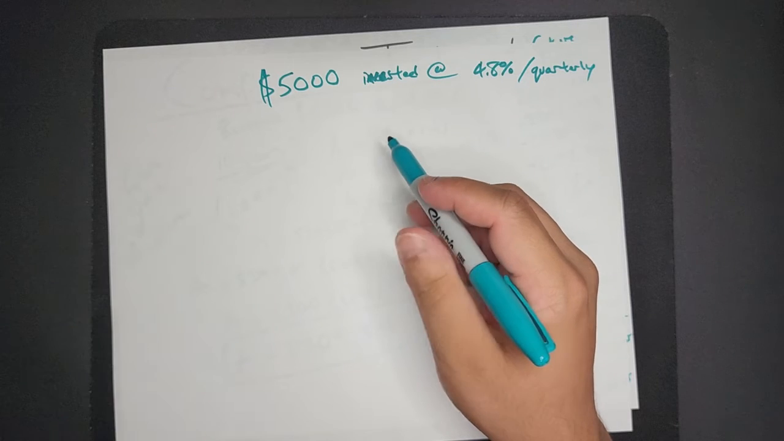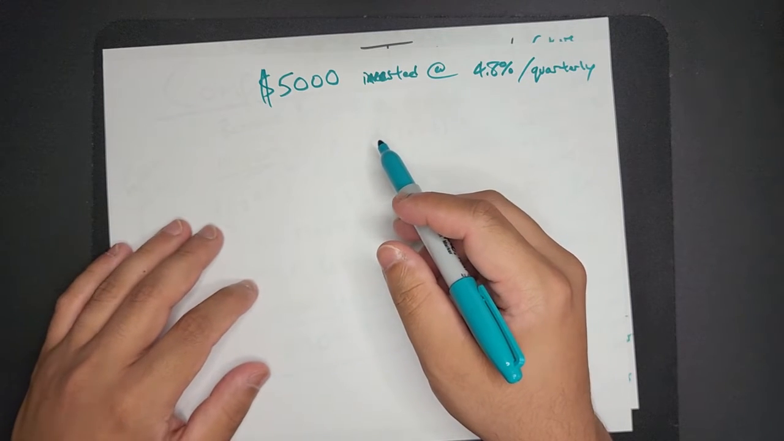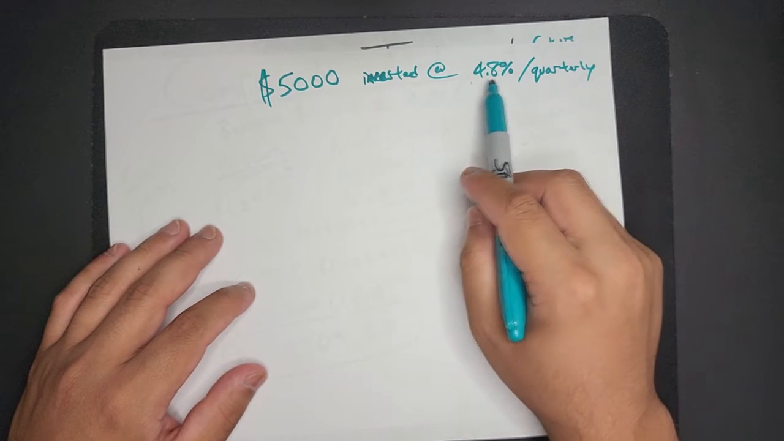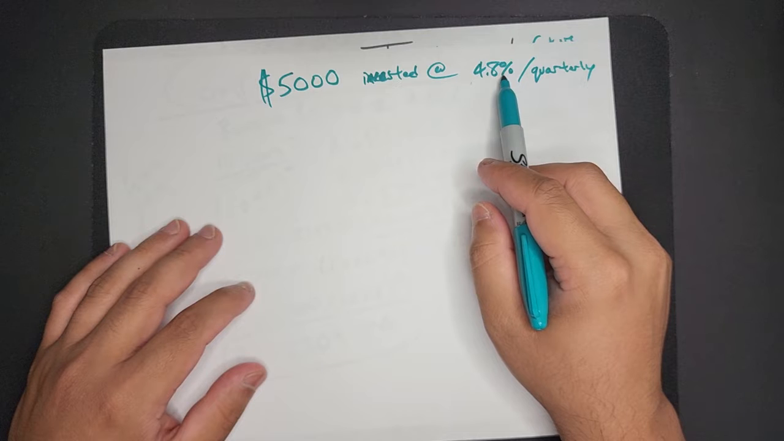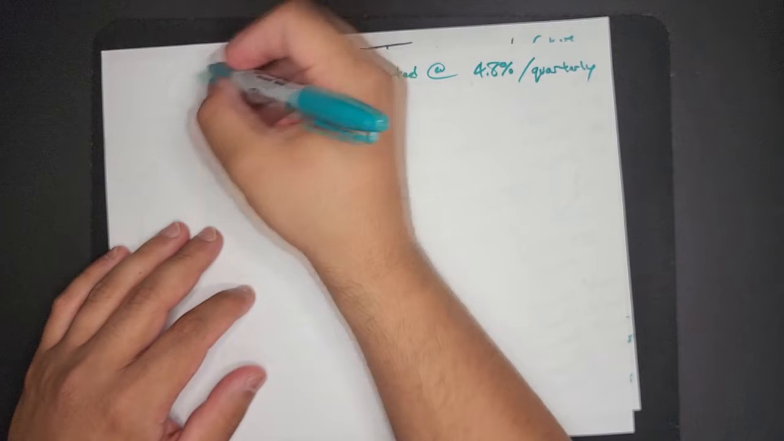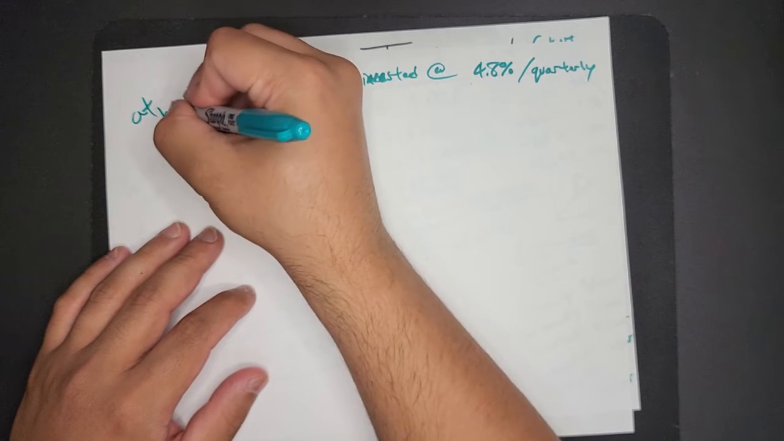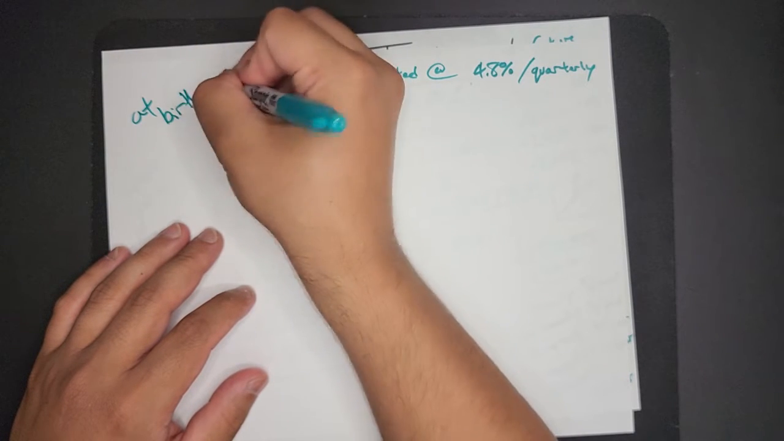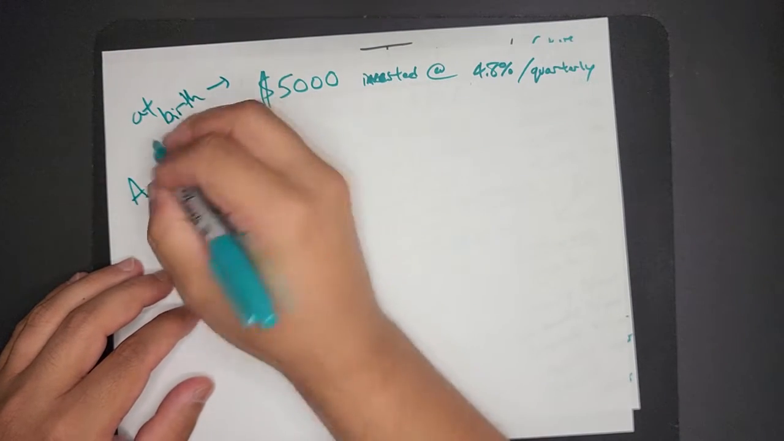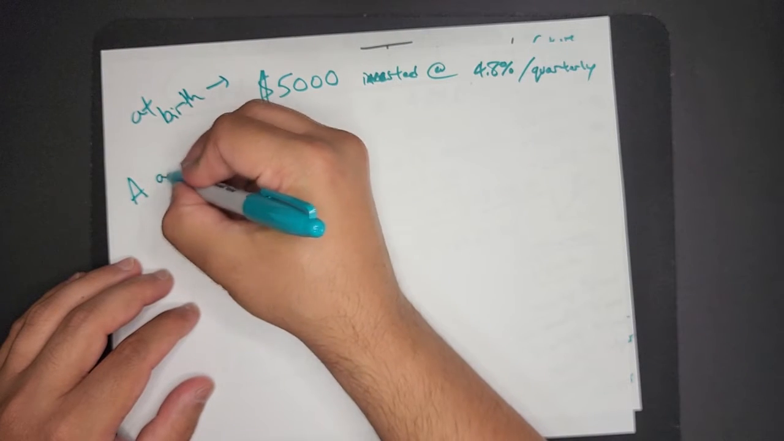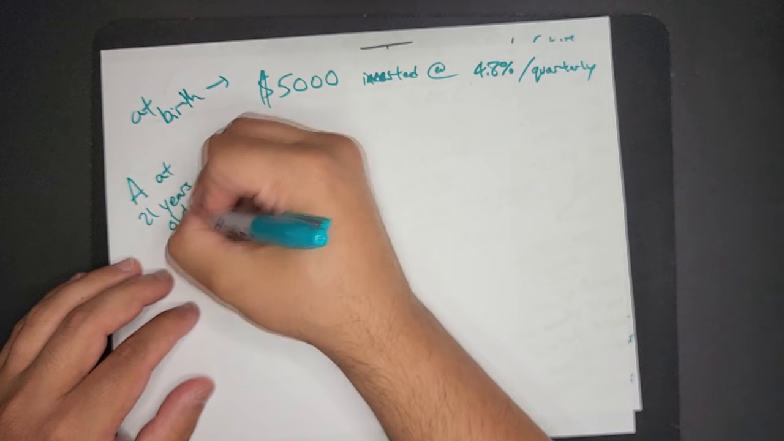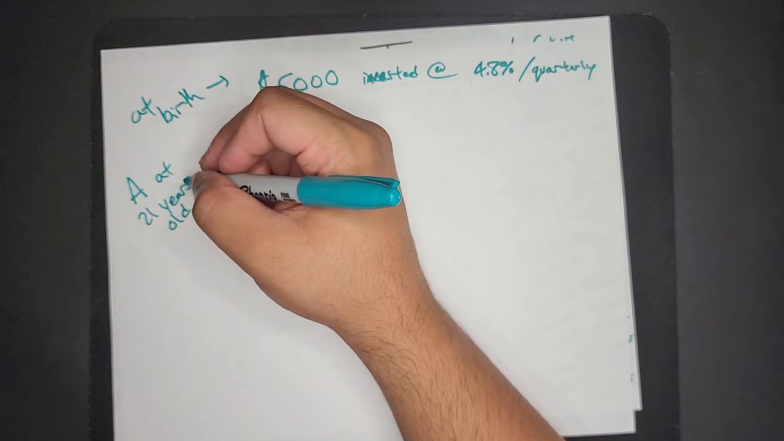So let's say that we have some parents who invest $5,000 into an account that pays 4.8% and is compounded quarterly. So at birth, this is the principal, and now we want to find out the amount that this will grow to at 21 years old exactly.